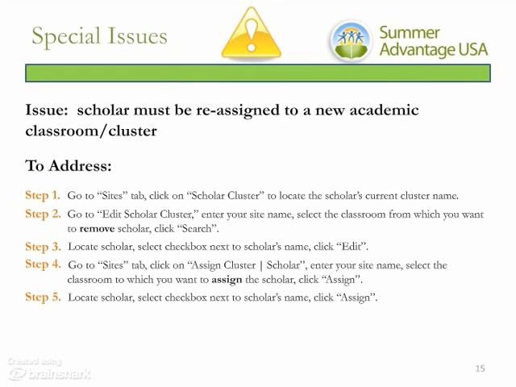3. Locate the scholar, select the checkbox next to the scholar's name, click Edit. 4. Go to Sites tab, click on Assign Cluster Scholar, enter your site name, select the classroom to which you want to assign the scholar, click Assign. 5. Locate the scholar, select the checkbox next to the scholar's name, click Assign.